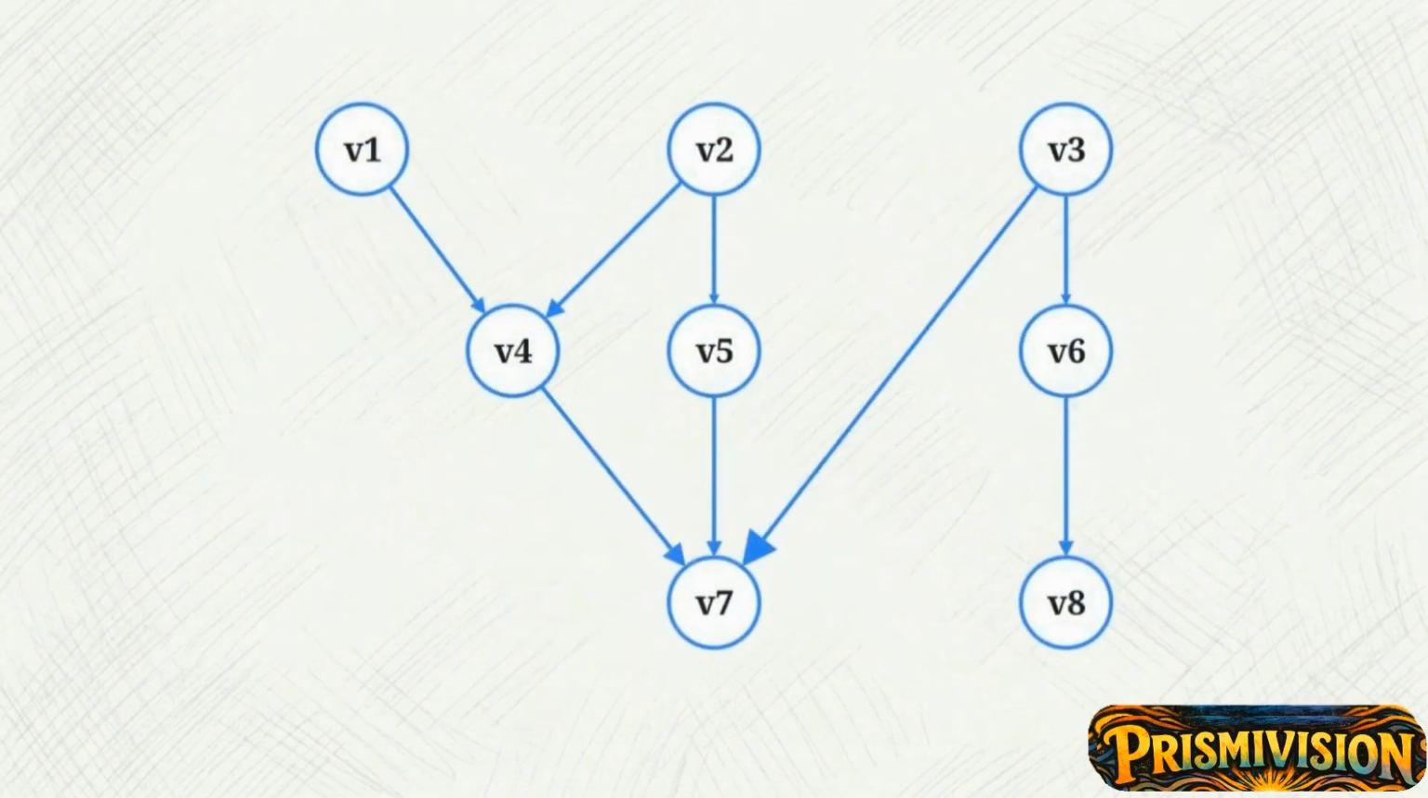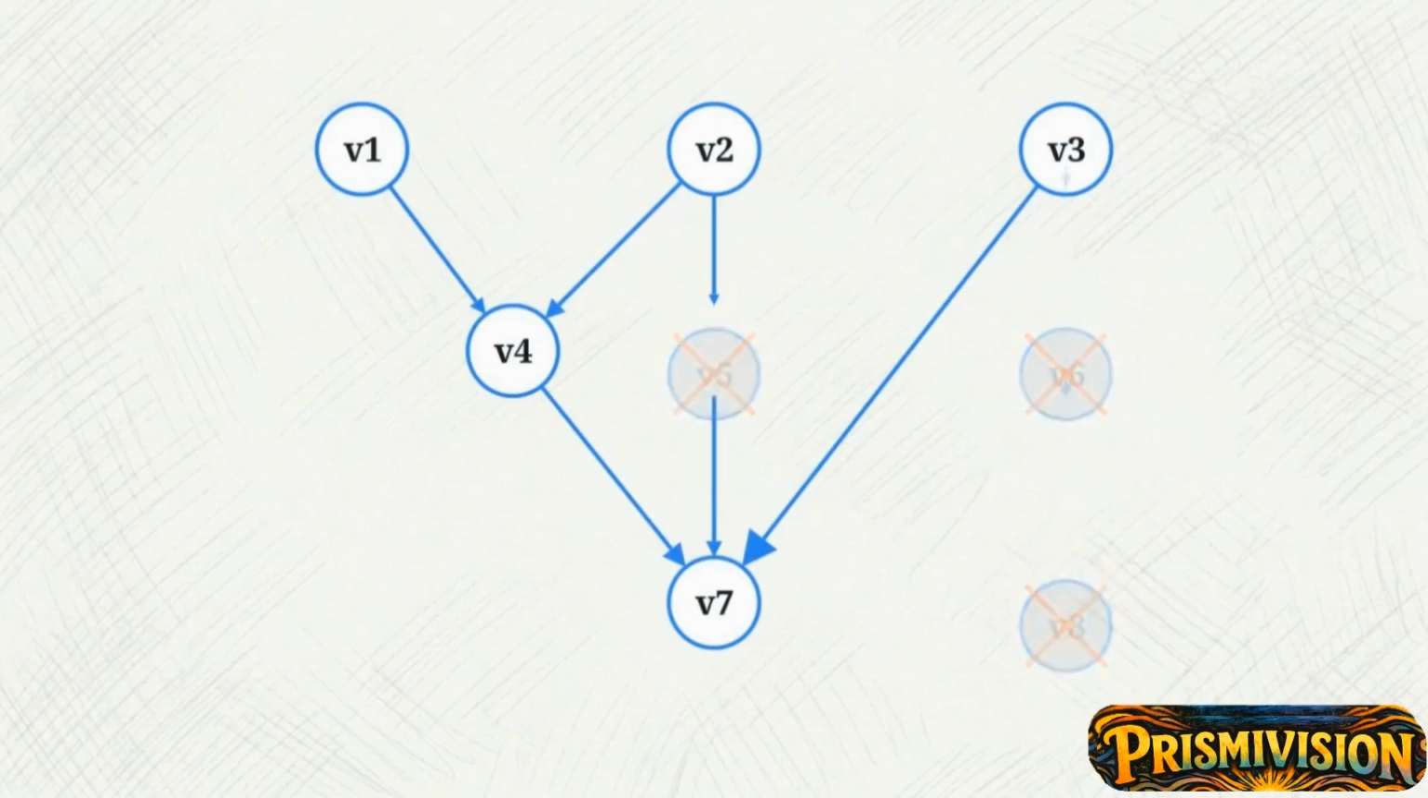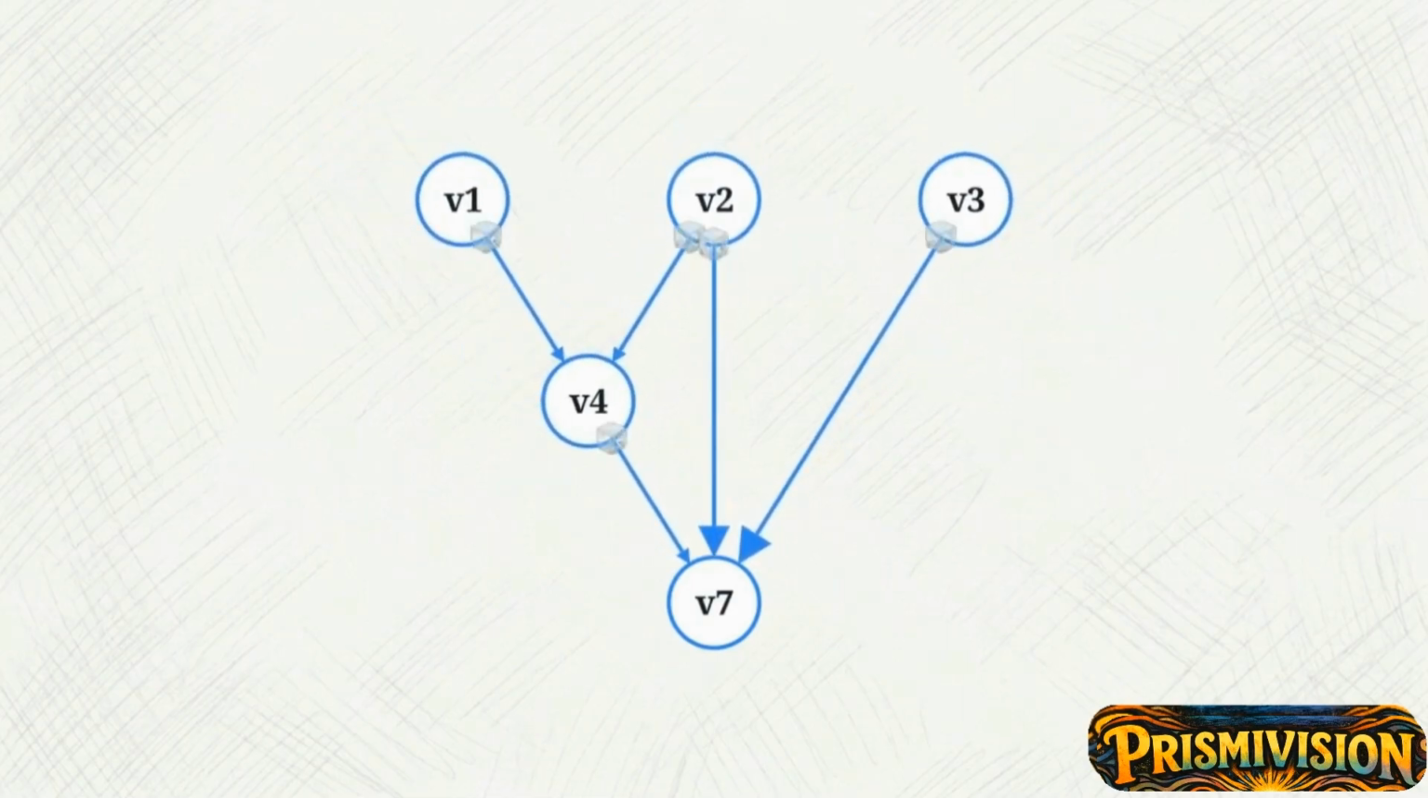Then it performs dead code elimination. By analyzing the data flow graph, the optimizer identifies isolated nodes whose results are never actually used. Those useless nodes are pruned away, and the remaining data flow edges snap together to bypass the deleted instructions.